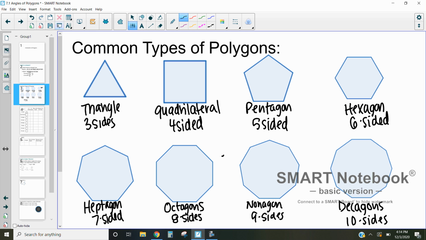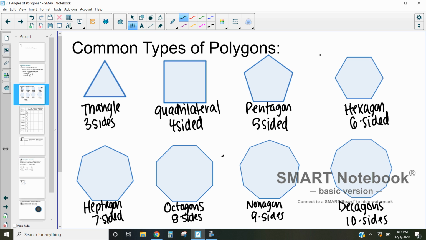So common types of polygons: triangles, quadrilaterals, pentagons, hexagons, heptagons, octagons, nonagons, and decagons. Wow, we've got a lot of gons there, but polygons are so awesome. And remember, anything can be a polygon as long as it's a two-dimensional shape with straight sides. So a circle is not a polygon, but this weird shape, well, that is a polygon.